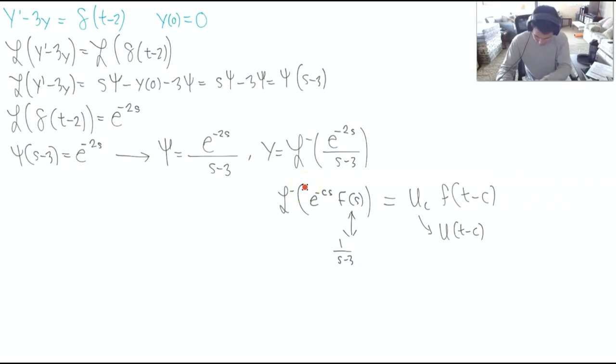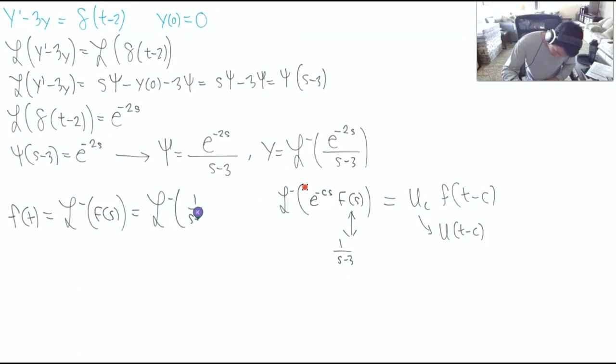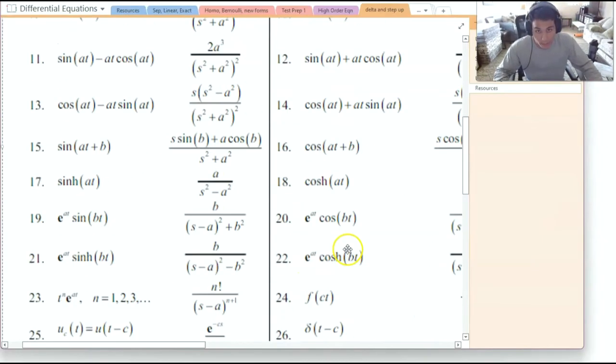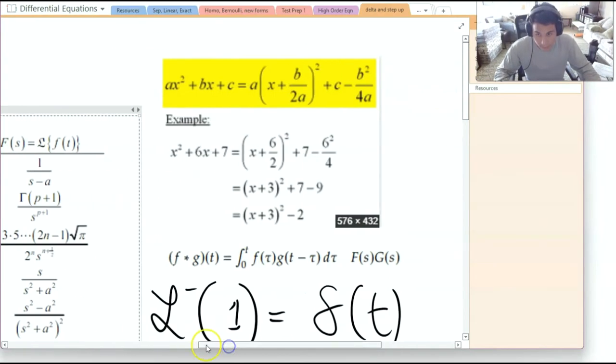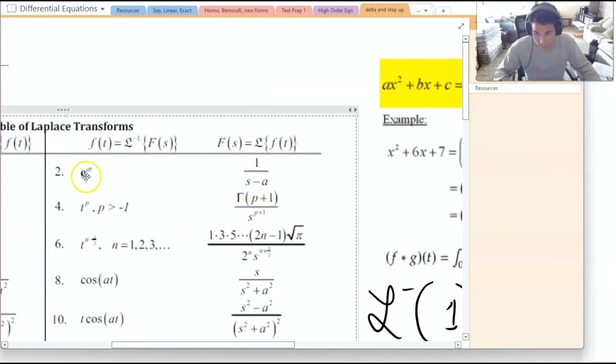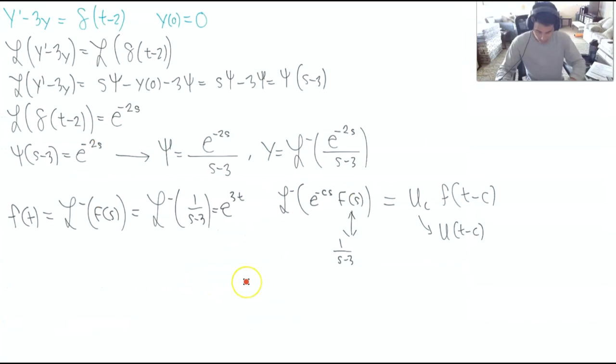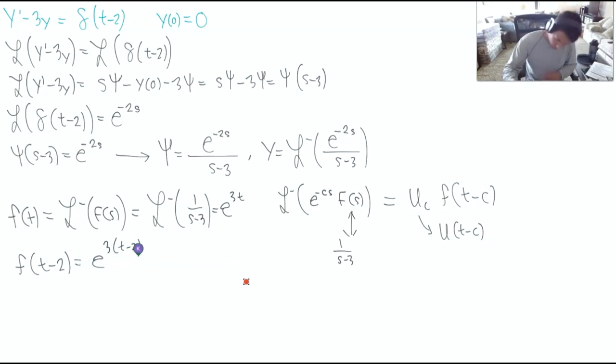So f of t is equal to the inverse Laplace of F of s. And for us, that's the inverse Laplace of 1 over s minus 3, which is e to the 3t. Let me just check my table if I got that correct. Yes, this is the formula. For us, it would be e to the 3t. So that's f of t, but we want f of t minus what? Minus 2. So we'll have e to the 3 times t minus 2, and you can leave it like that.